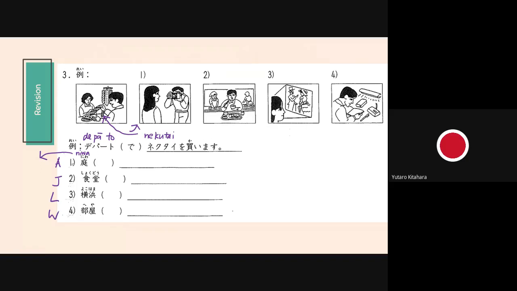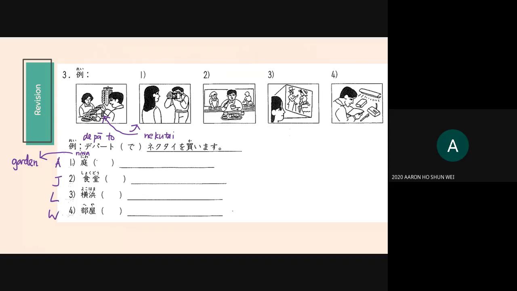Niwa. Never, right? I think never. It's garden. I think it's lesson 10, but never mind. I'll just show you. Niwa. So here. Aaron, what is the guy doing? Otoko no hito. Nani wo shite imasu ka? Watashi wa niwa de. Niwa de, very good.